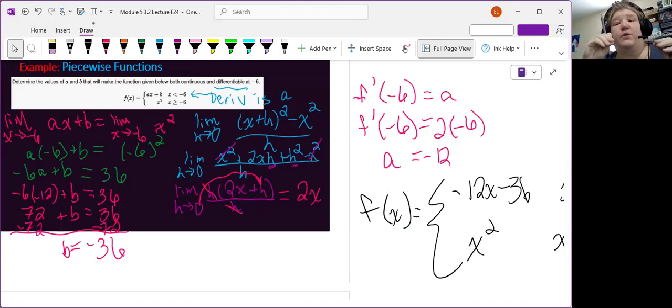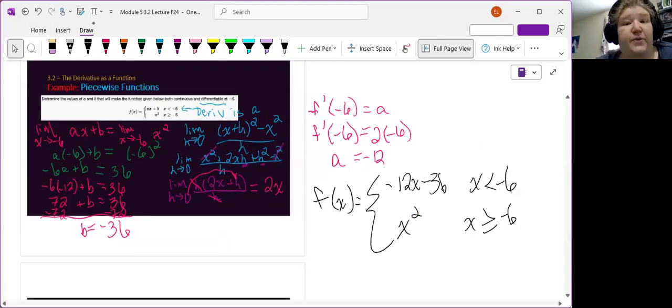Now, if you're doing this homework after we did 3.3, feel free to use the power rule shortcuts. Just remember what you're taking the derivative with respect to.